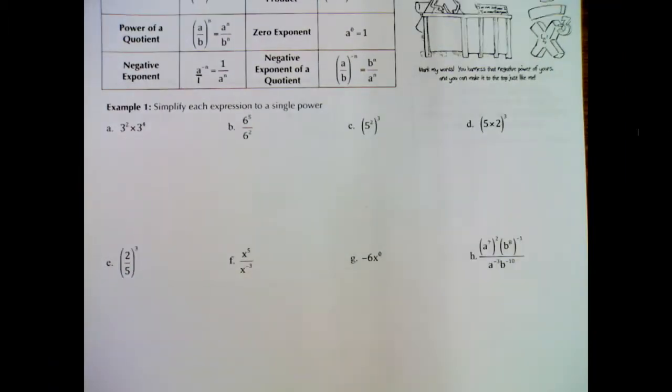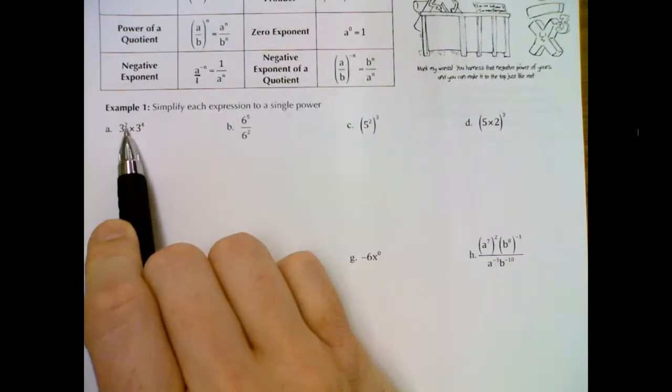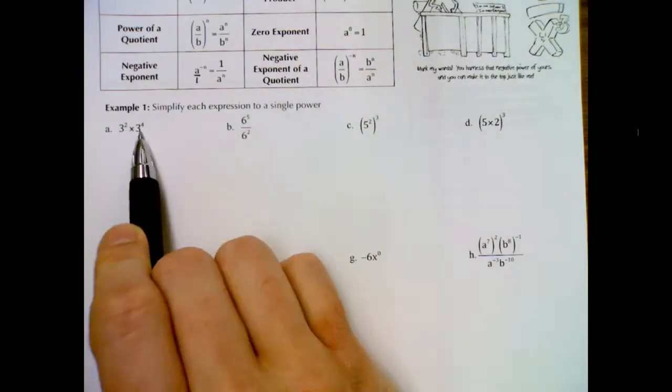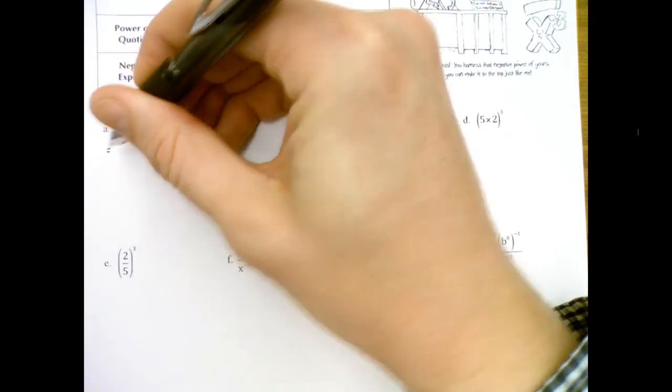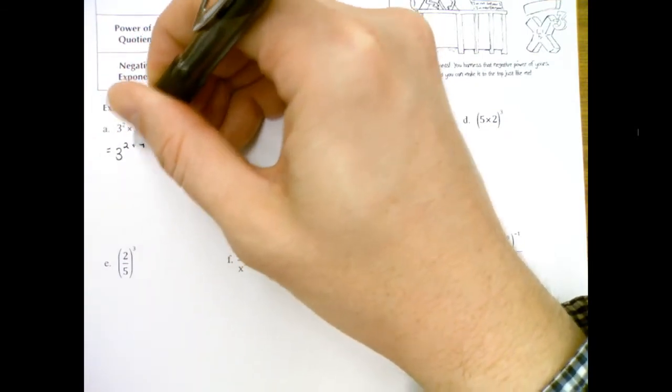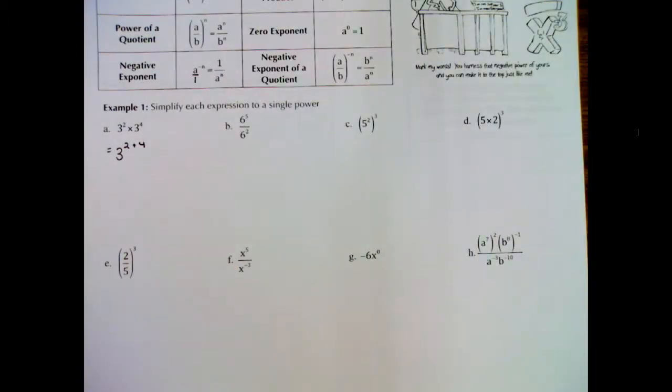All right, first example. We've got 3 to the exponent 2 times 3 to the exponent 4. And what you might notice is you have a common base of 3. When you have a common base and you're multiplying, you would add the exponents. And I'm going to show the adding step. You do not have to show the adding step.